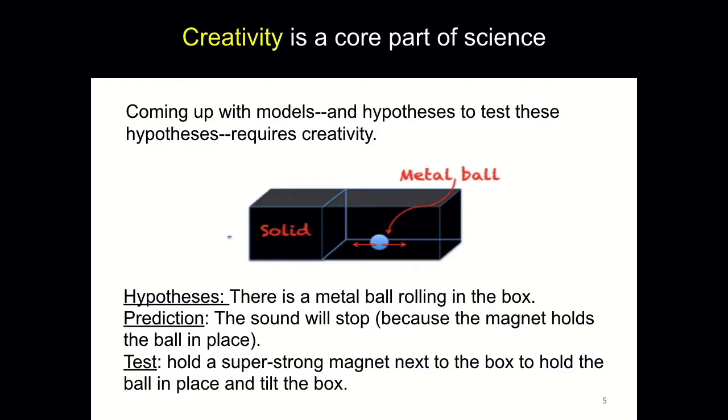So essentially, our hypothesis test in this case is, we're going to put a super strong magnet next to the box. It will hold the ball in place. When we tilt the box, the ball will not move, and no sound will be made.